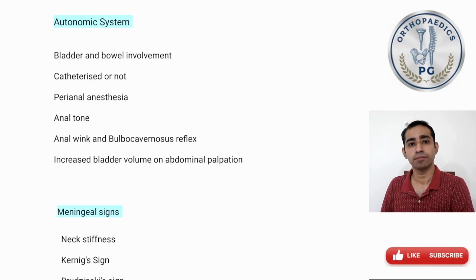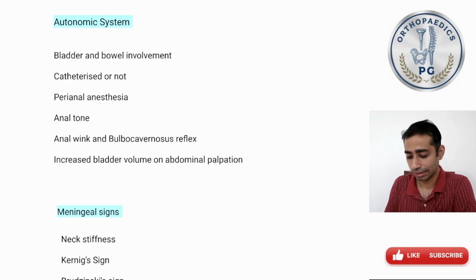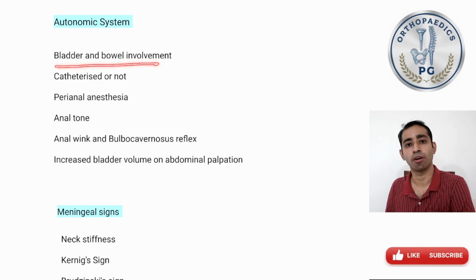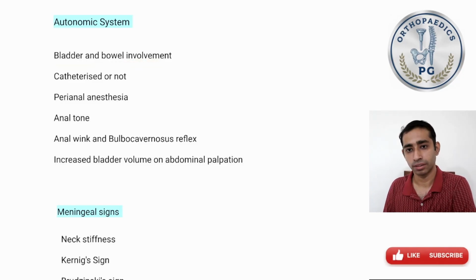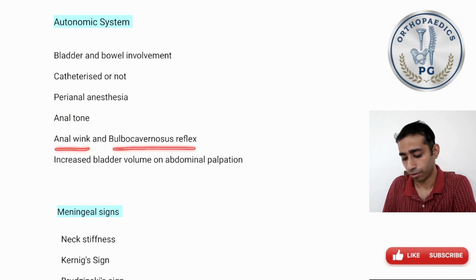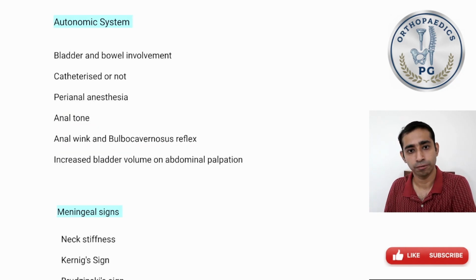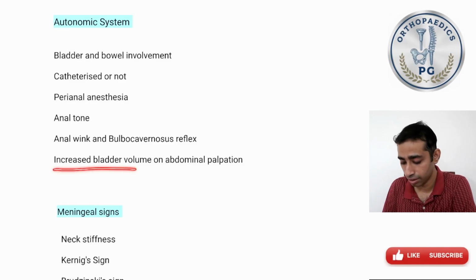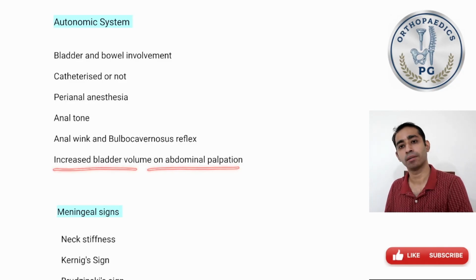After the sensory system, we examine the autonomic system. Here we want to ascertain the bladder and bowel involvement. This is also done on points which are asked in the history. The signs that we look for are whether the patient is catheterized or not, whether there is any perianal anesthesia, whether the anal tone is normal, the anal wink and the bulbocavernosus reflex, which we have already checked in the superficial reflexes, and any increased bladder volume on abdominal palpation.